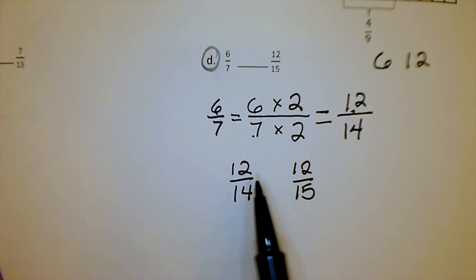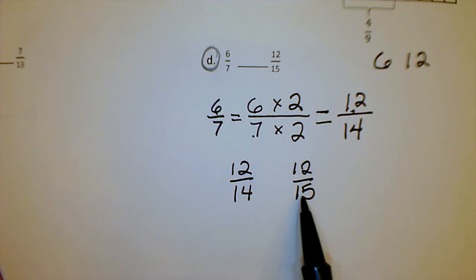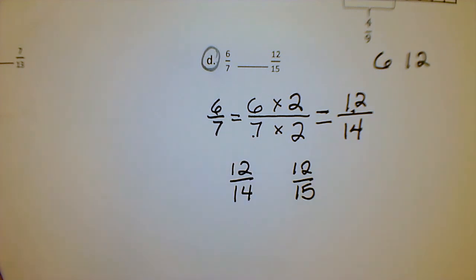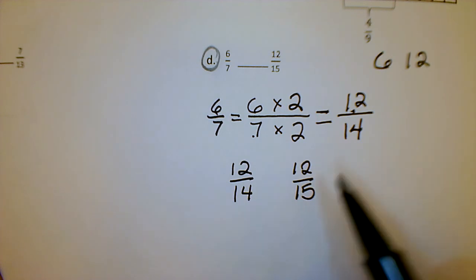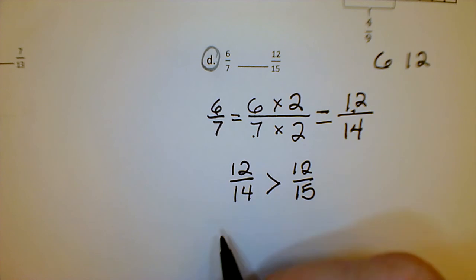And now what I can see is that 14ths are bigger pieces than 15ths. So that means that having 12 of them is also going to be bigger than having 12 of the smaller pieces. So again, when your numerators are the same, just go and see how big are the pieces that you're comparing. Here they're bigger. So it goes like that. And again, what I could simply say here is that 14ths are larger than 15ths.